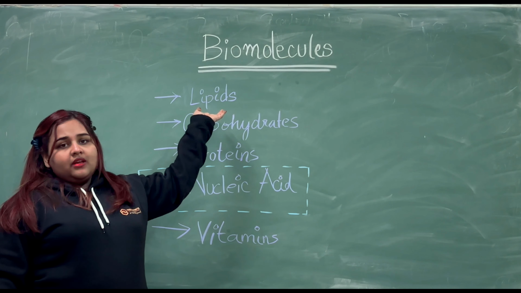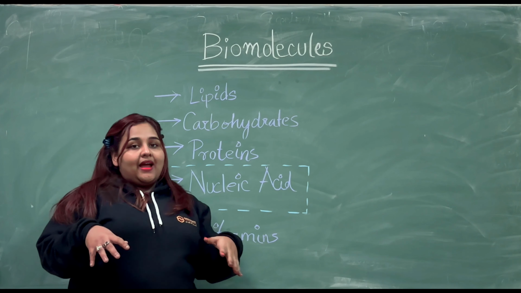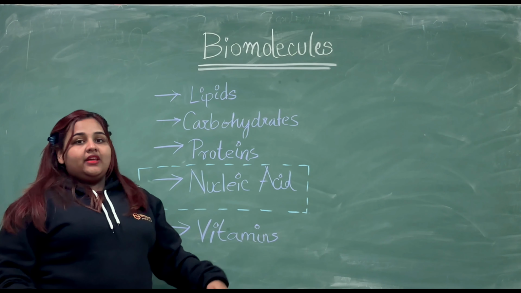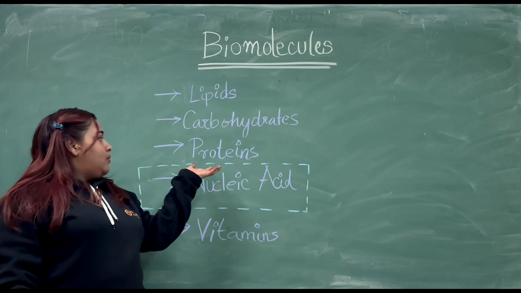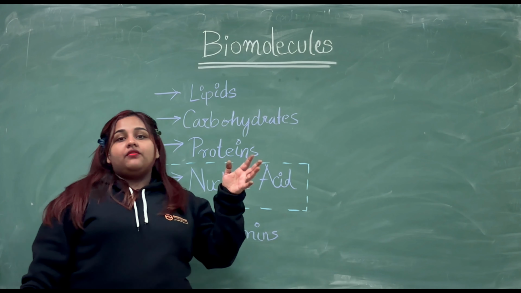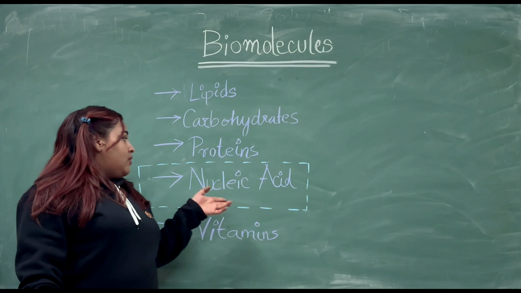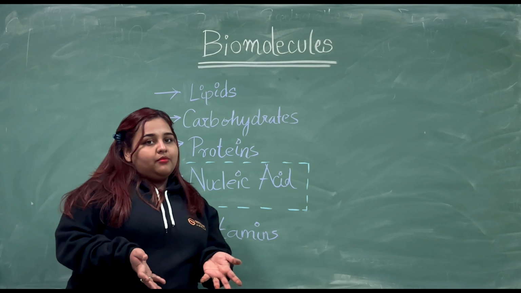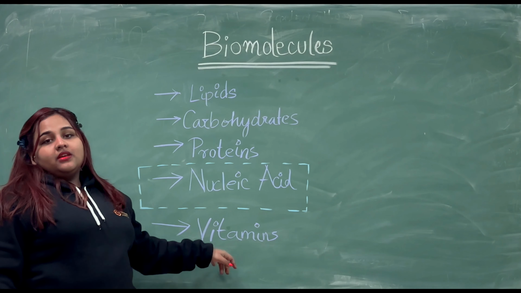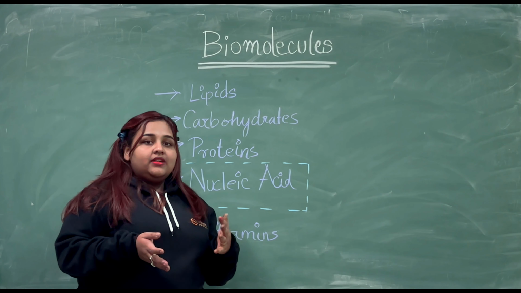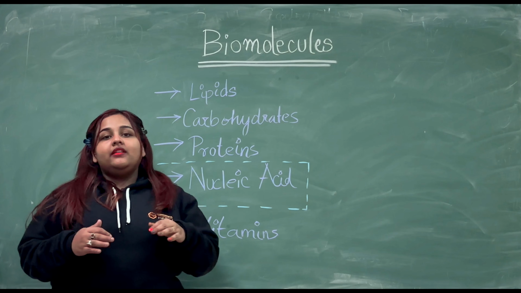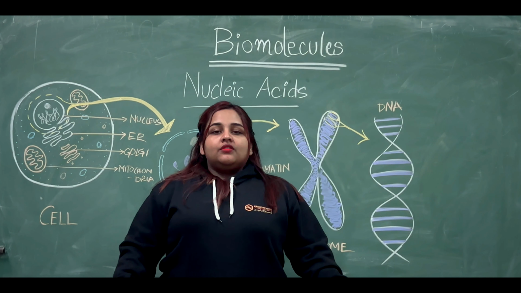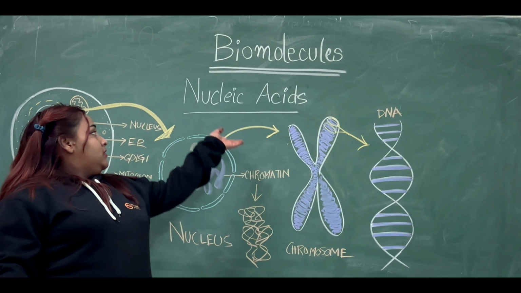What are lipids? Lipids are basically the fat in your body. What are carbohydrates? They are the sugars. What are proteins? They are the building blocks of our biological system. What is nucleic acid? It carries the genetic information. And what are vitamins? They are the micronutrients which are present inside our body. But today in this lecture, we will be specifically concentrating on nucleic acid. So now we will talk about nucleic acid.